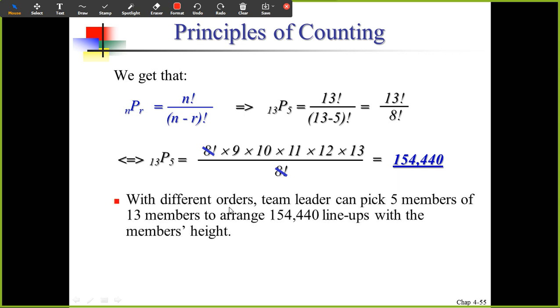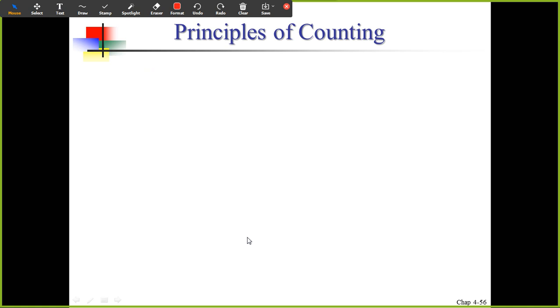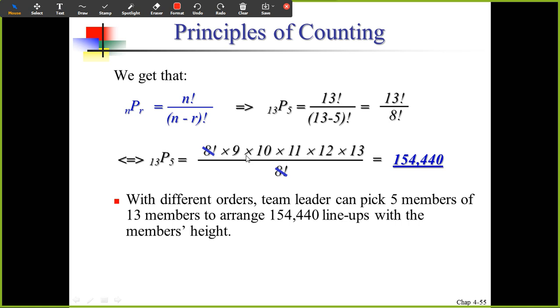Okay, with different orders, the team leader can pick 5 members among 13 members to arrange 154,440 lineups with members of different heights. So this is very short. Remember that permutation, when you select some objects among the objects that you have and put them in a line to make an arrangement, if you think about order, we use permutation.